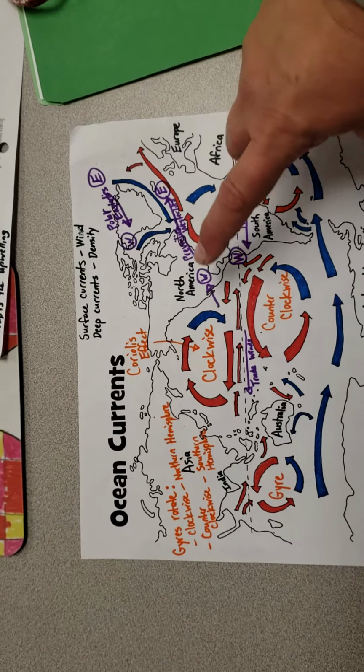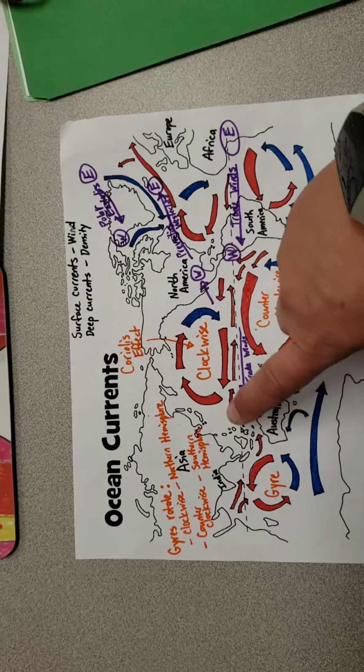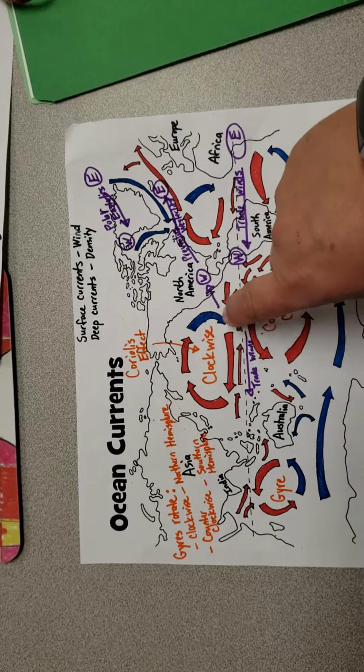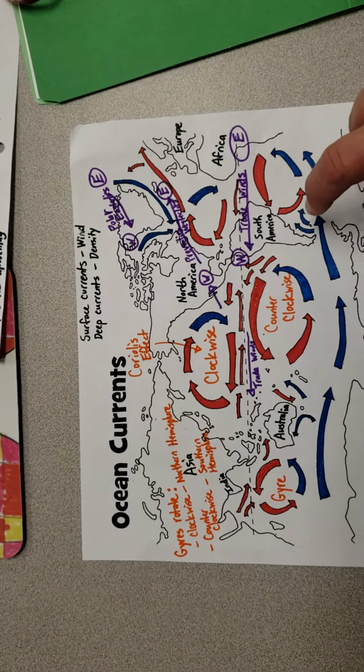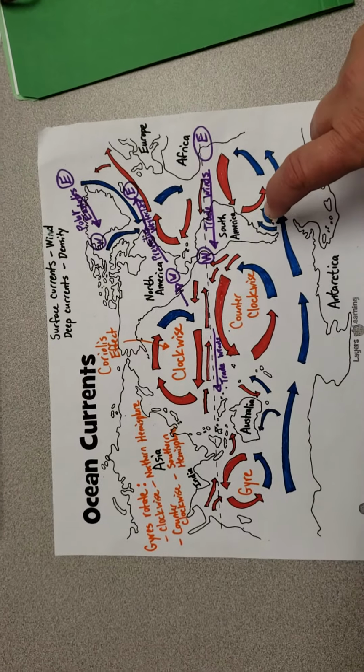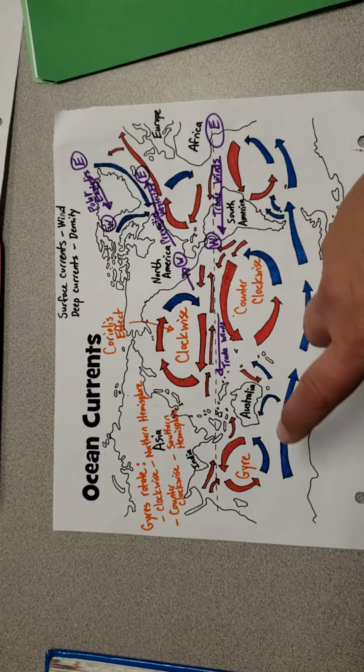You've got 2 in the Atlantic, 2 in the Pacific, and then you've got 1 right here in the Indian Ocean. And notice that in the northern hemisphere, these 2, they turn clockwise because of the way that these winds blow. In the southern hemisphere, it's the mirror image. And so we see that these gyres turn counterclockwise, okay?